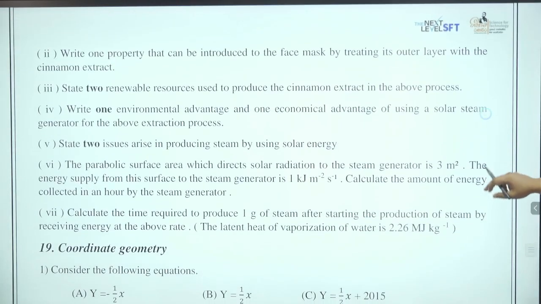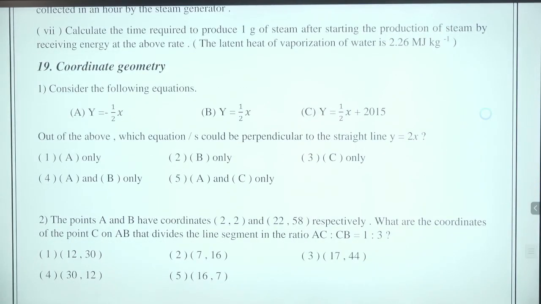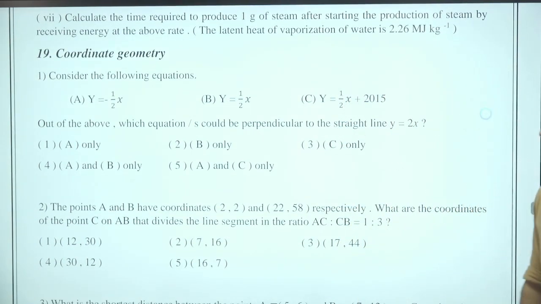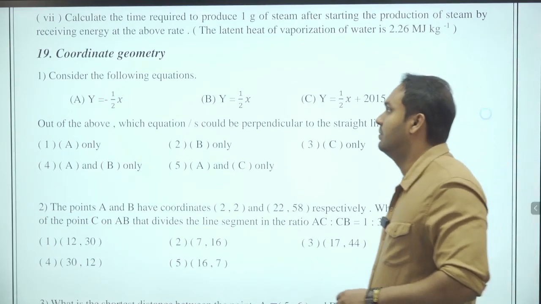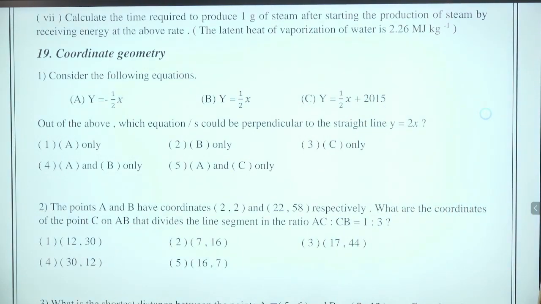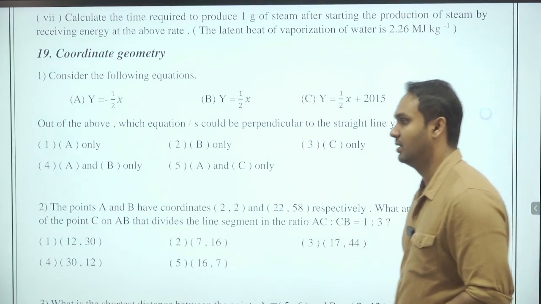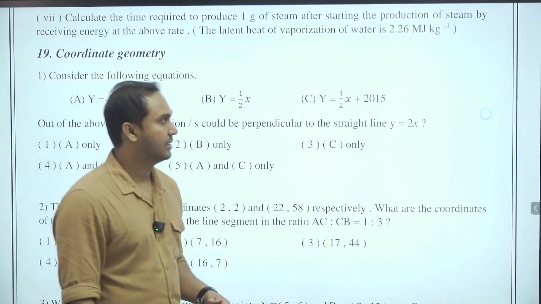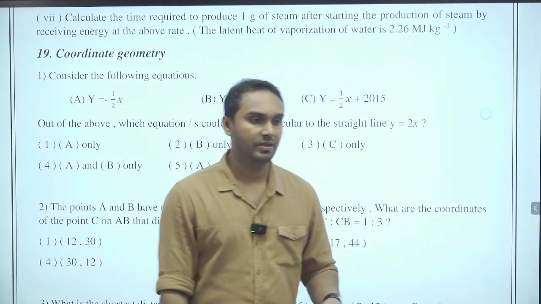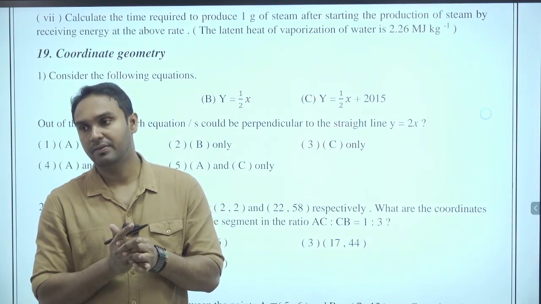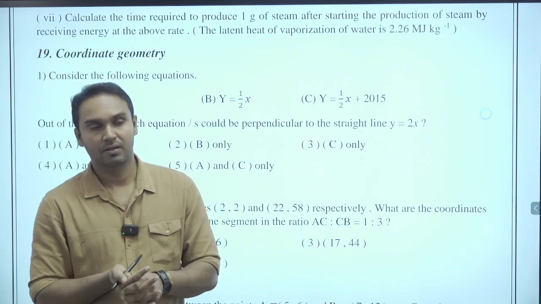Right. This is not it. This one. Coordinate geometry, right. Nice. So consider the following equations. Out of the above, which equation or equations could be perpendicular to the straight line, right? So the straight line is y equals 2x. If one graph is perpendicular to another, what should happen?